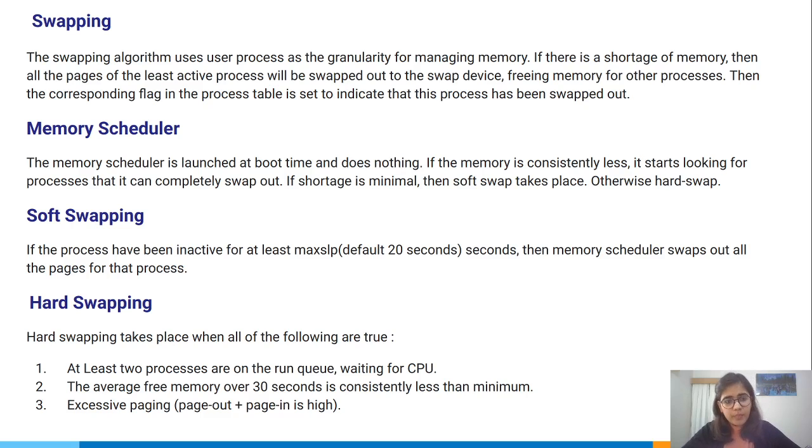Whereas in hard swapping, the following three conditions should be satisfied. First, there should be at least two processes on the run queue waiting for the CPU. The average free memory over 30 seconds should be consistently less than the minimum, and there should be excessive paging.